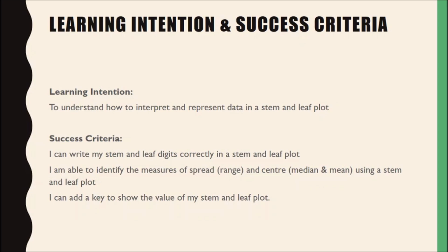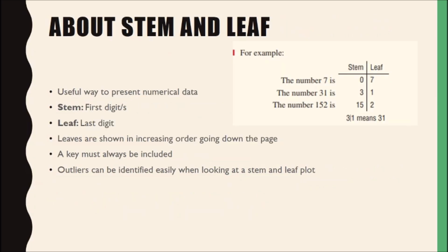Just a bit about stem and leaf plots. They're useful to represent numerical data, which hopefully you've learned in your earlier videos. The stem is the first digit that you see. Normally we draw, with a ruler, a bit of a cross. The left is stem, the right is leaf. So this value here is 7 and this one here is 31. If we took out this line here, it actually gives you the whole number.